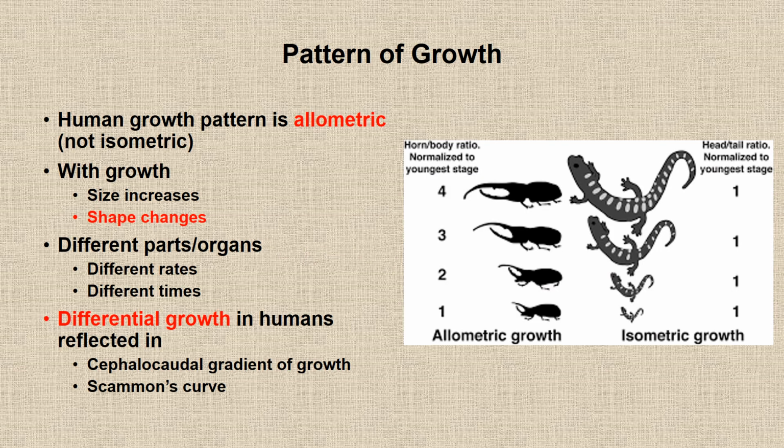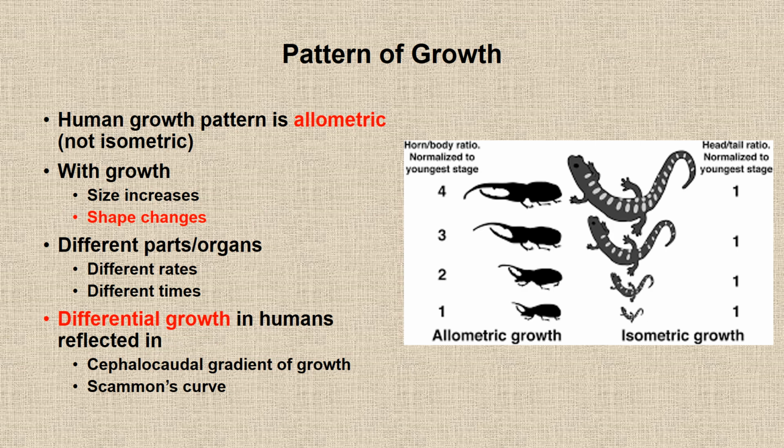Now, let's look at some basic concepts of growth. Pattern of growth. The human growth pattern is known as allometric. What is meant by allometric growth pattern? With growth, the size increases and the shape changes as well. The opposite is what is known as isometric growth, whereby the shape remains the same throughout growth. Different parts and organs grow at different rates and different times.